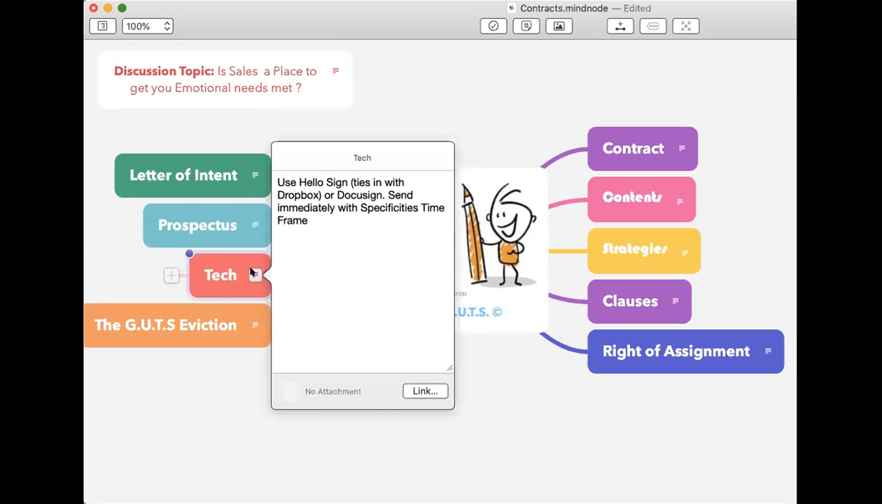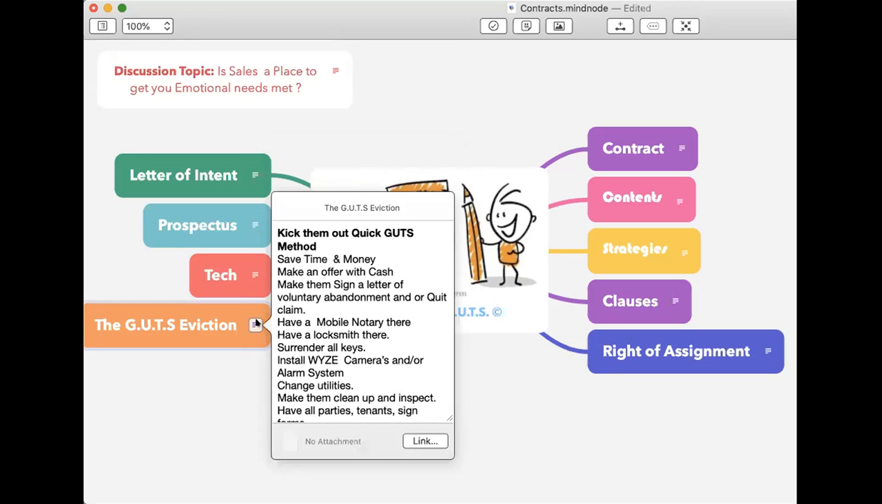I mentioned this before. I use HelloSign because it has ties with Dropbox. And DocuSign is also very good. Make sure you watch out, they give great discounts, especially Black Friday, they just did it, where they cut their prices in half. So look for those kinds of discounts.